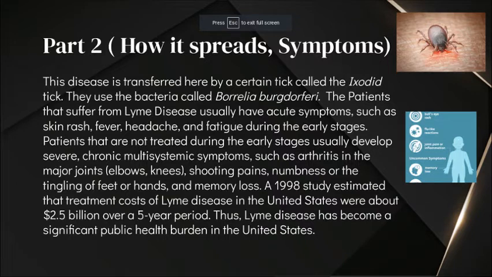Patients who are not treated during the early stages usually develop severe symptoms, such as arthritis in the major joints, shooting pains, numbness or tingling of the hands, and memory loss. In 1998, studies showed that Lyme disease cost the U.S. $2.5 billion over a 5-year period. Thus, Lyme disease has become a significant public health burden in the U.S.